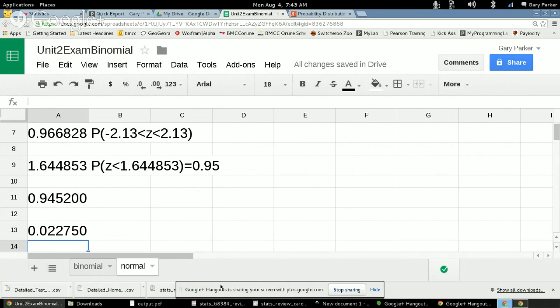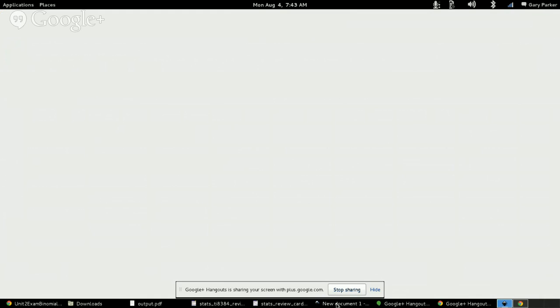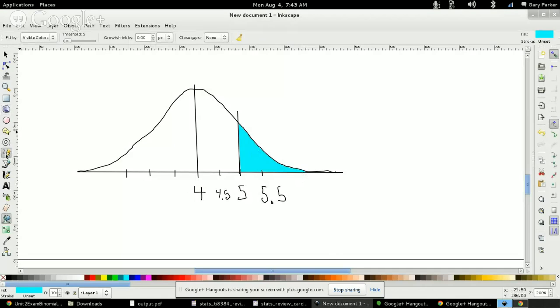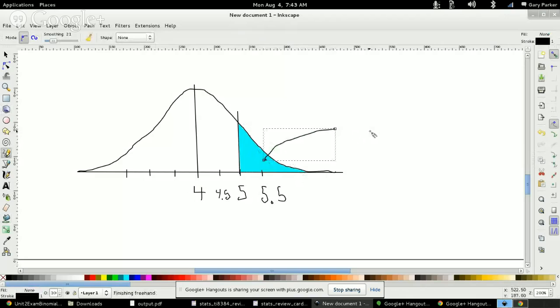That would be 2.3%. Let's draw that in there just for fun. So this probability right there, the probability that the time is greater than 5, equals about 2.3%, is what we just figured out. Pretty cool, huh? That's that tail there.